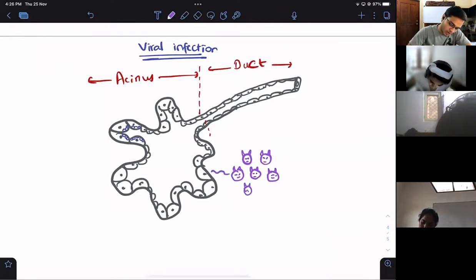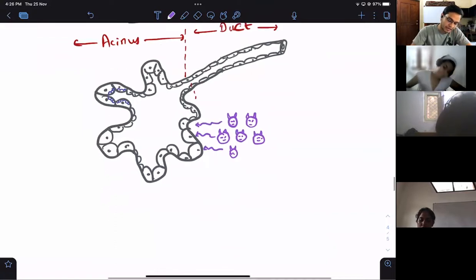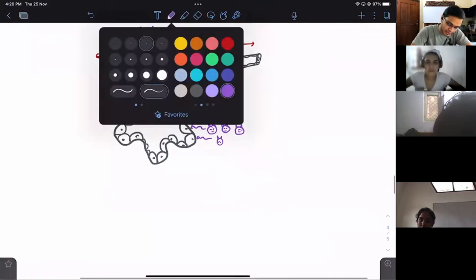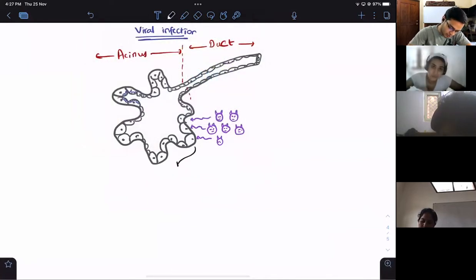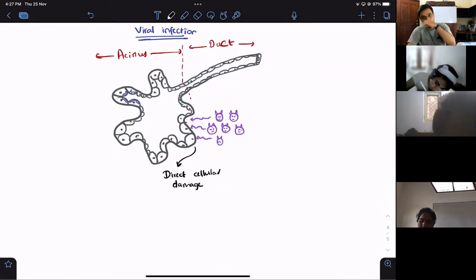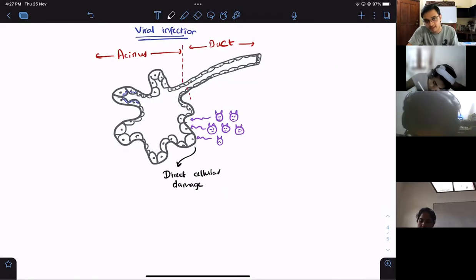We know, guys, viral particles can directly enter these cells and cause direct damage to the cells. So you all can write that down. What is going to happen? There is going to be direct cellular damage from these viral particles. They are going to come into the cell, use up the cellular materials, propagate inside the cell, grow and replicate. All of these are going to happen, and eventually the cell is going to die.